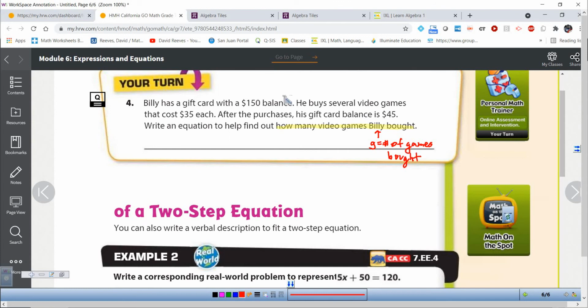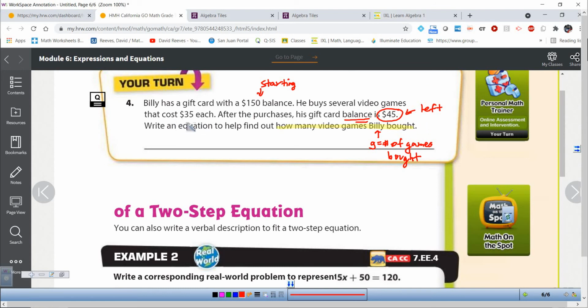Okay, and remember we're looking for a total, all right? This is $150 balance. That's where he is starting, right? Okay, if we take a look, we've got his card balance. That means the amount that's left. So in this case, that is our total because we're actually not going up, we're going down.